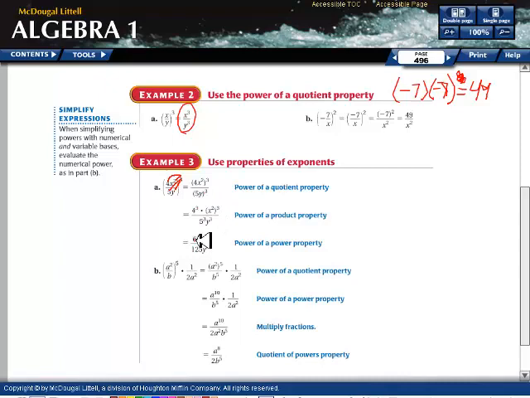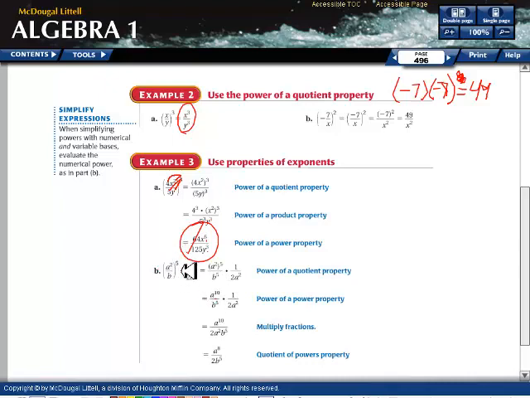So 4 cubed, 64. X squared taken to the third power, I multiply them, x to the sixth. 5 cubed, 125. Y cubed is, of course, y cubed. That is my answer. B, a squared over b to the fifth. A squared is taken to the fifth. So that's a to the 10th because I'm taking a power to a power, so I multiply. B to the fifth is b to the fifth.